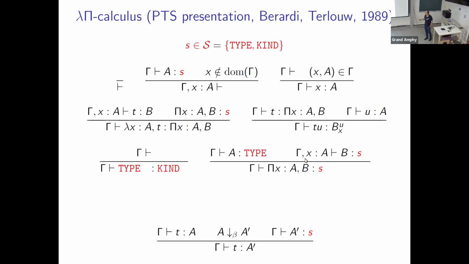And so you have the rules for typing environments. And then we have one rule for each construction. So you have one rule for abstraction, one rule for application, and one rule for the product. And here, one rule for typing the big type constant. And then also you have the conversion rule on types, which includes families and kinds.